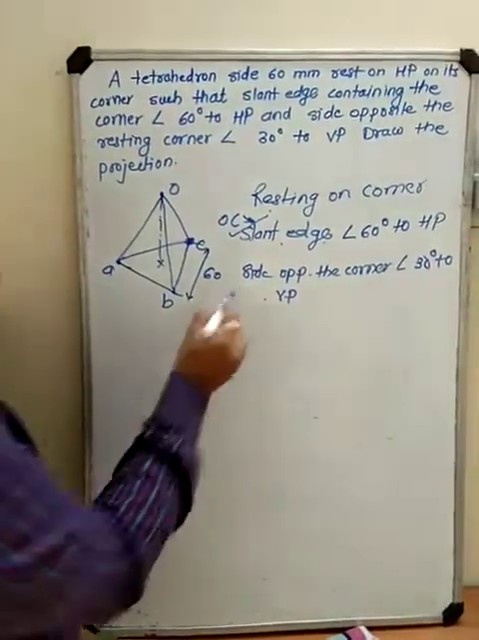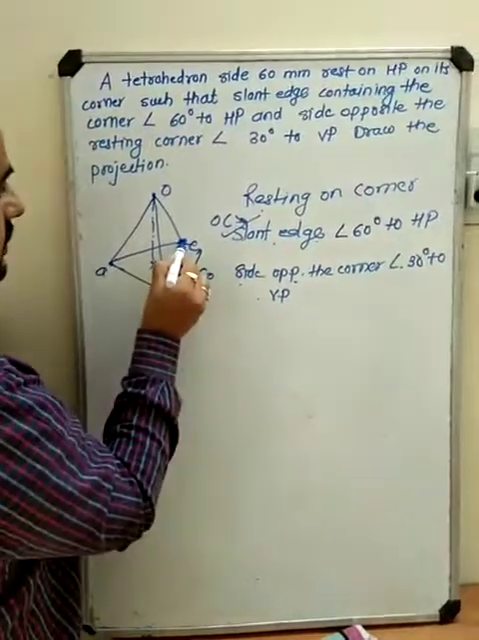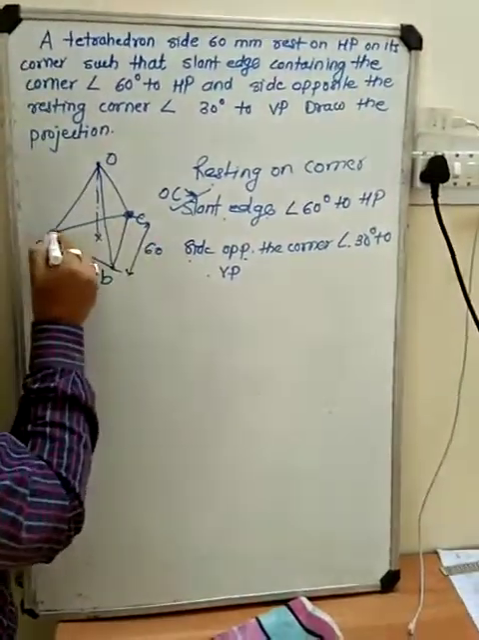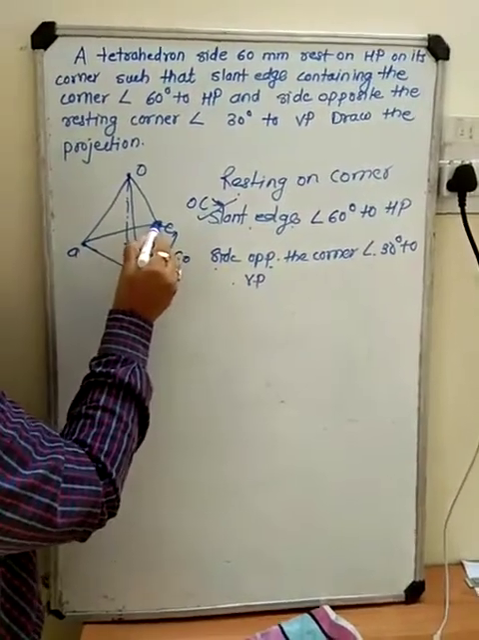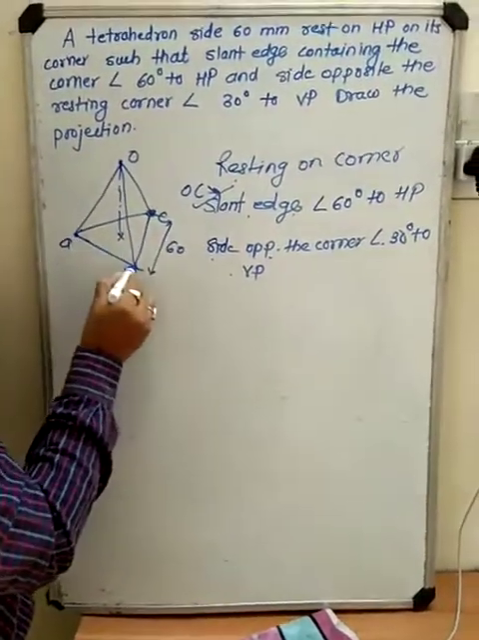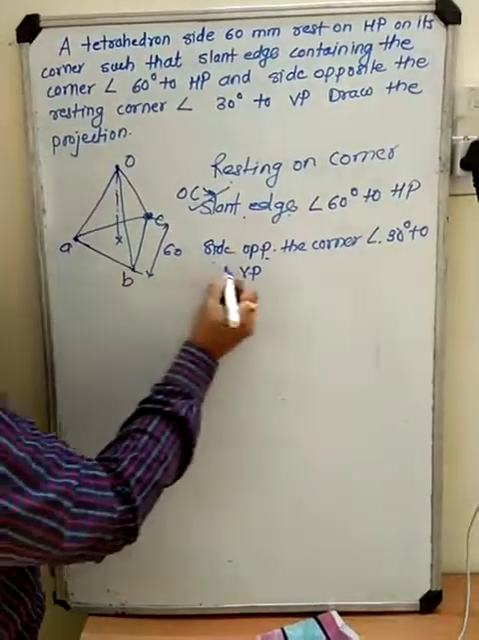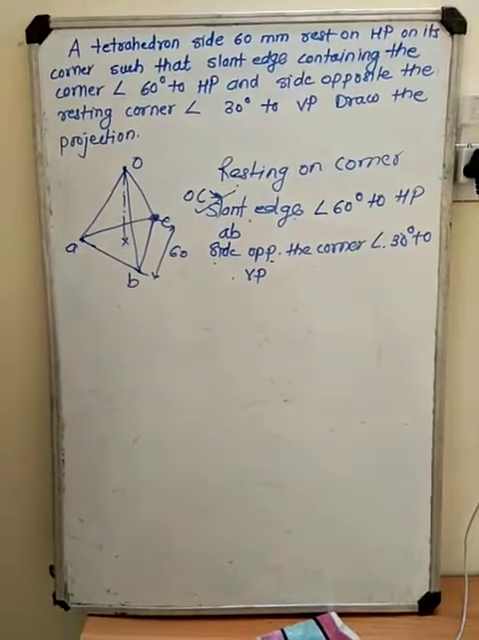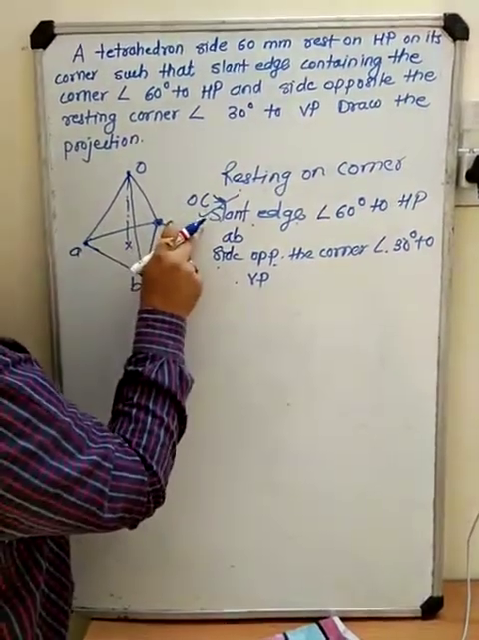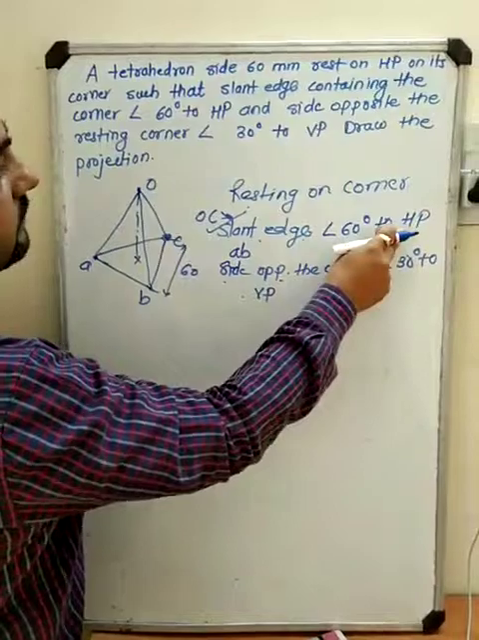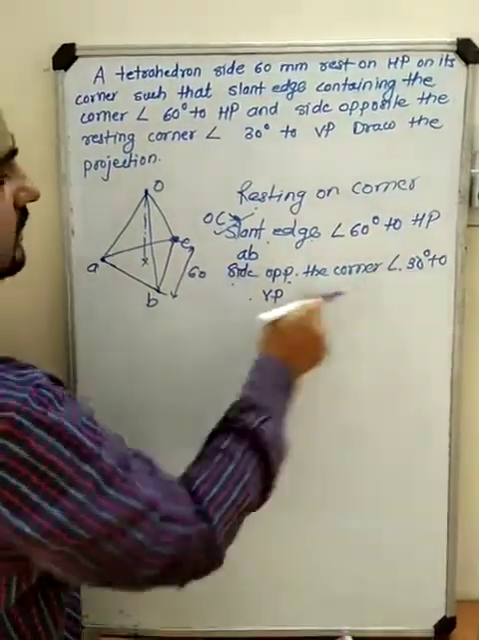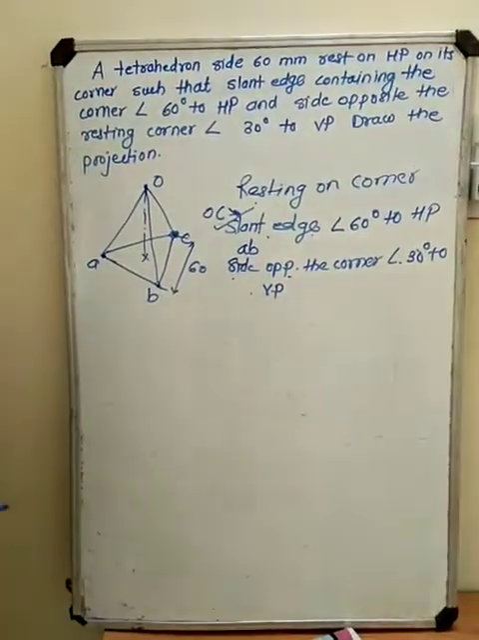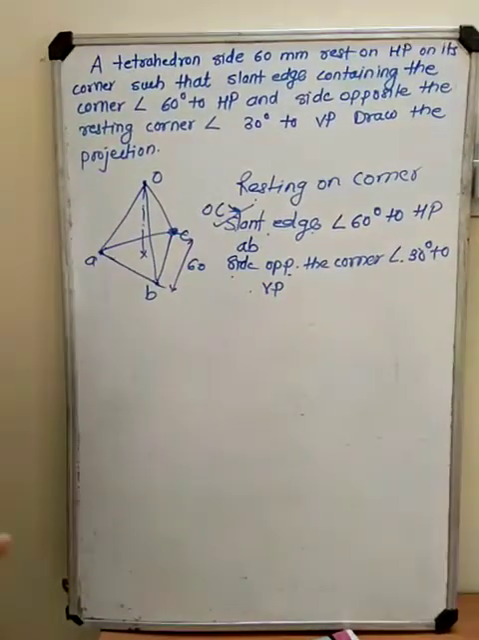Again, the resting corner is C, and the side opposite the resting corner is AB, since ABC is the base. So AB is the side opposite and OC is the slant edge. Now you have to make the inclination of OC with HP and AB with VP. So the first step is to draw the solid first.